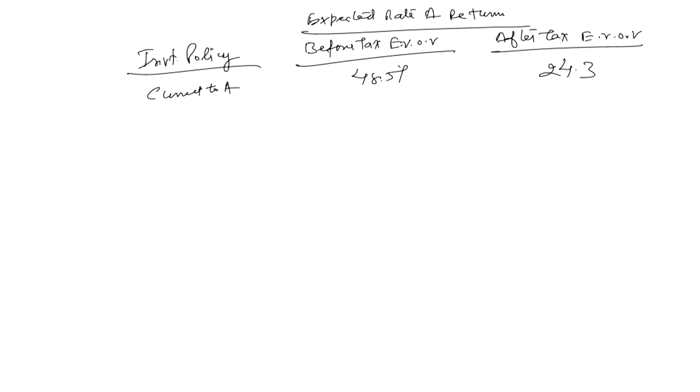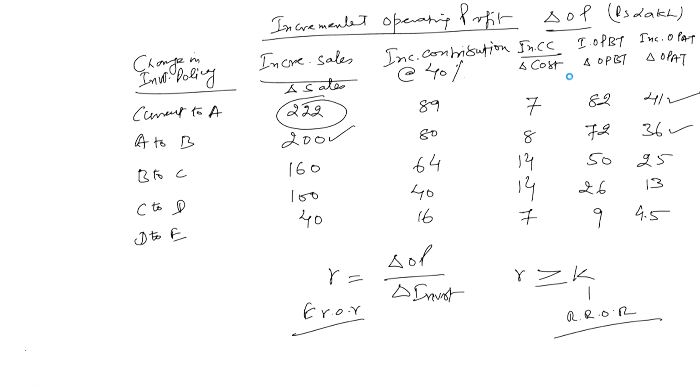We have calculated this 48.5% by taking the operating profit given to us. When we calculated the operating profit here, it is 41. So, if you calculate this rate, 41 is to be divided by 169. If you divide 41 by 169, we have got the rate of return, the expected rate of return, of 48.5%.